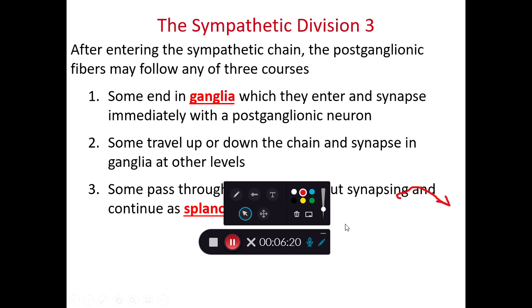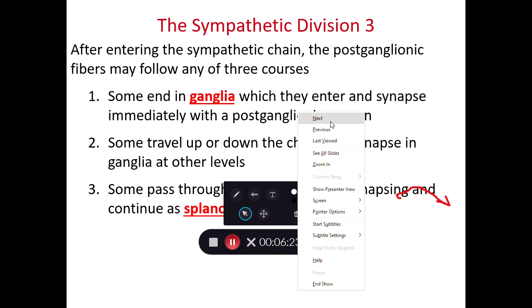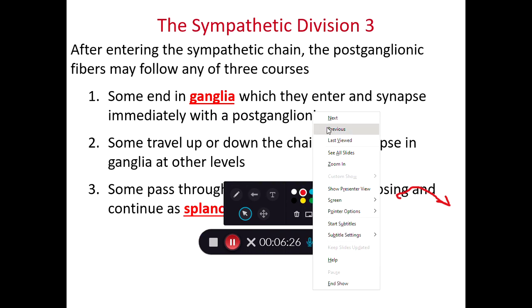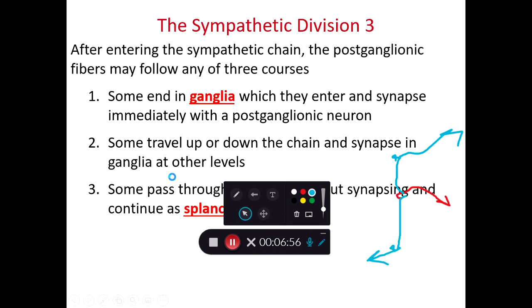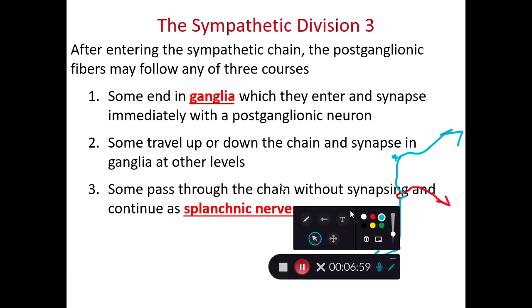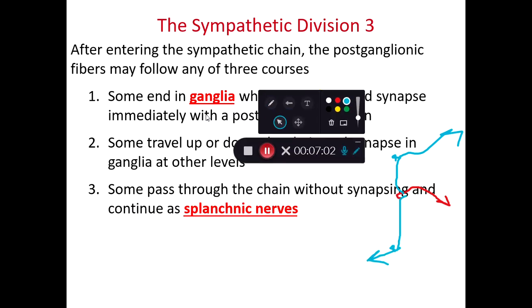The ones that go up or down, we'll use blue for that. Previous. Let's go to blue. Some of those fibers can travel up or down, so we can see our 2s here. So the preganglionic fiber goes up or down to a synapse, or gives us a ganglion, and then we'll send off its fibers. Or our third option was that some of the fibers can go through the chain without synapsing and continue directly as splenic nerves.